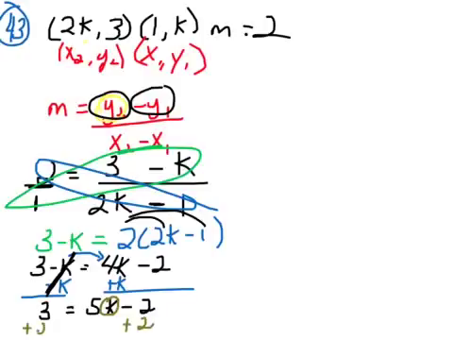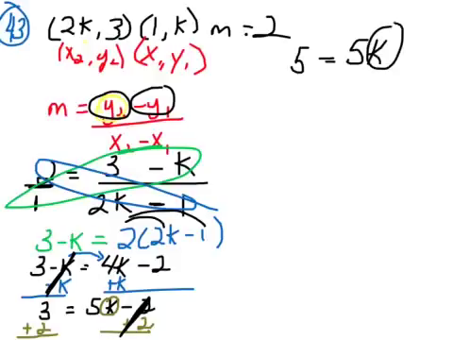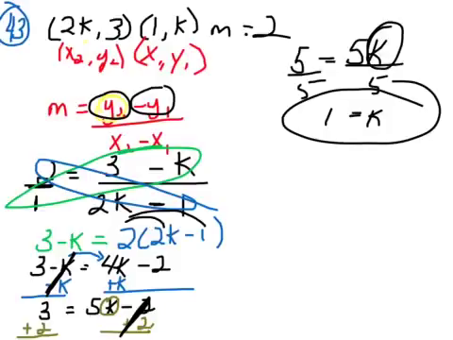I'm going to run out of room, so I'll continue at the top. So what would that give me? 3 plus 2 on the left-hand side is 5, and then the minus 2 and the plus 2 would cancel out, and I would have 5k. If I want to get k by itself, I could divide both sides by 5, and I would get k equals 1. K is 1. That's all I had to do.